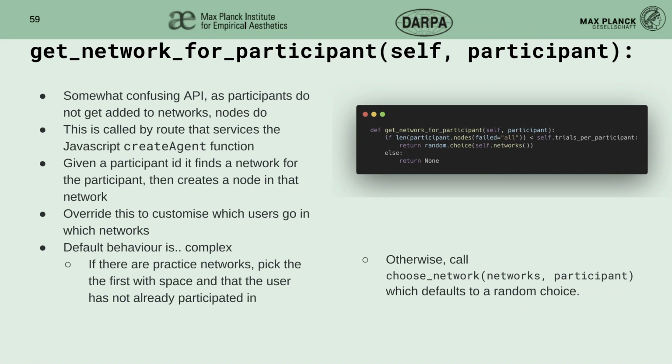Otherwise, return none. And if it's none, that's what triggers this 403 flow, which returns the error for the create agent function in the front end, which then sends them onto the questionnaire. So return none here is the same as saying I want this user to be done and be sent to the questionnaire and be paid. Return a network is I want a new agent and a new trial for this user.